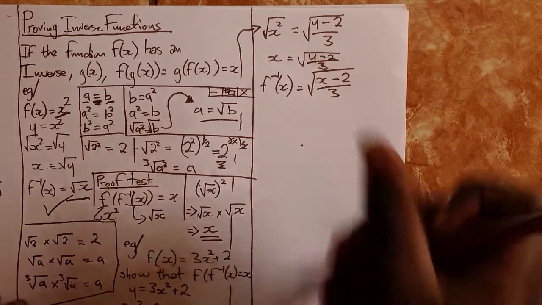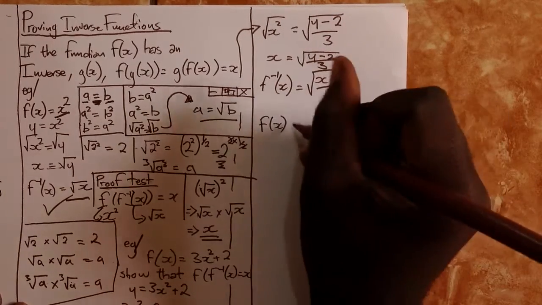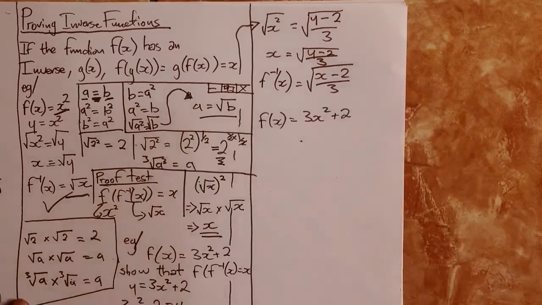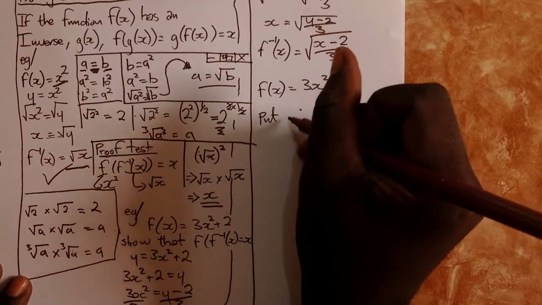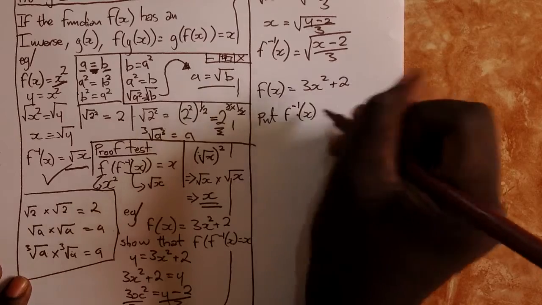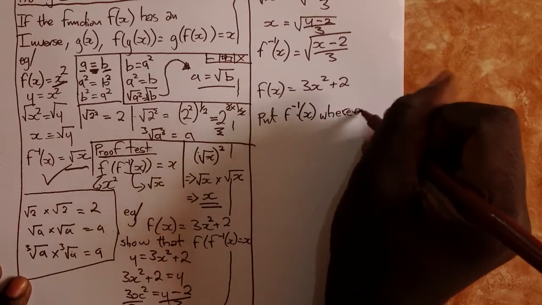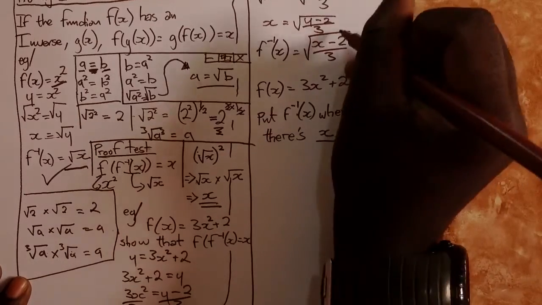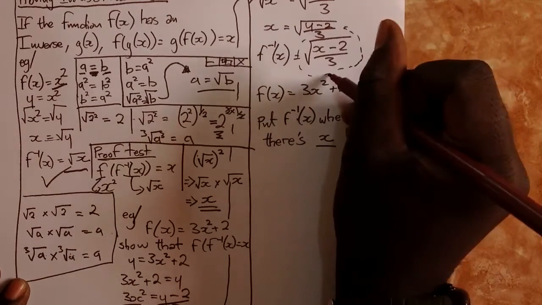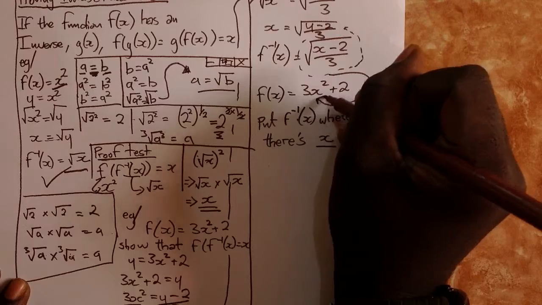Okay, so our original function was 3x squared plus 2. To prove that the inverse function that we found is correct, we're going to put the inverse wherever there's x into the original function. So where there's x, in this case, we're going to put the square root of (x minus 2) over 3. So we begin solving it.